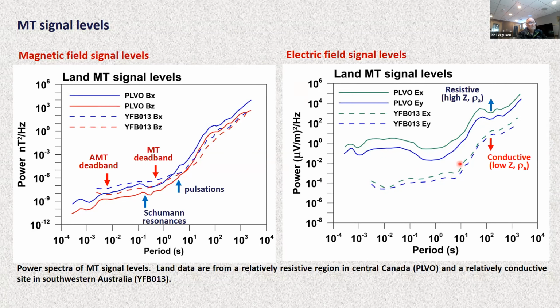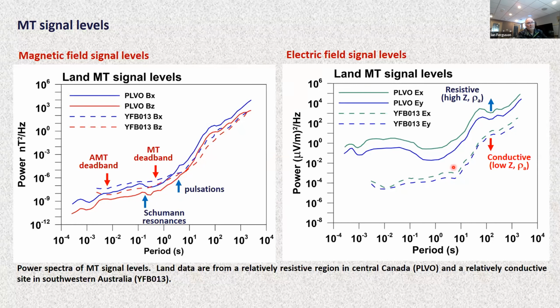There are many papers out there describing the background sources of signals. Some of the things that are notable, of course, are the presence of the AMT deadband and the MT deadband, and other locations where we have enhanced signal levels, such as associated with the Schumann resonances, and here with the PC1 pulsations.